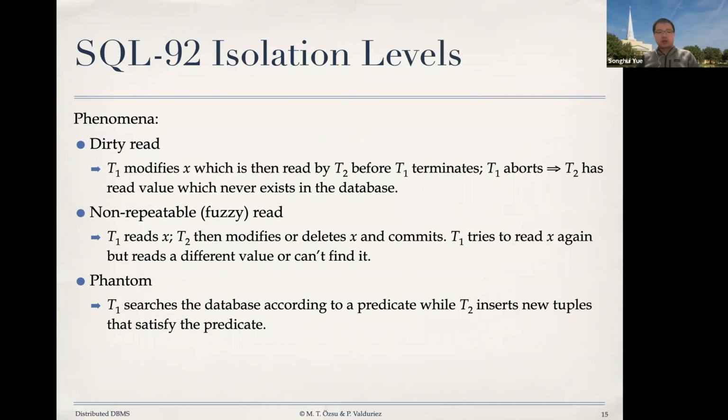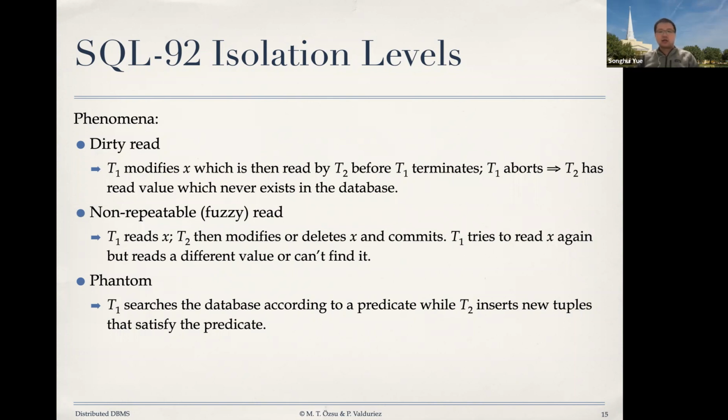Okay, T2 just read a dirty value for X, and there's a second phenomenon called non-repeatable read. Non-repeatable, we can also call it fuzzy read. T1 reads X, and T2 then modifies or deletes X and commits. Okay, and then T1 cannot read the same value again. So that's called a fuzzy read. And phantom means that T1 searches the database according to a predicate, while T2 inserts new tuples that satisfy the predicate, and then T1 will find that, why? I just got some result from the database, and suddenly there's a new tuple. So that's called a phantom.